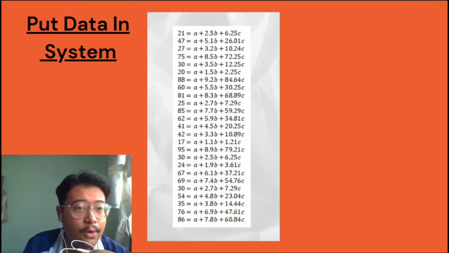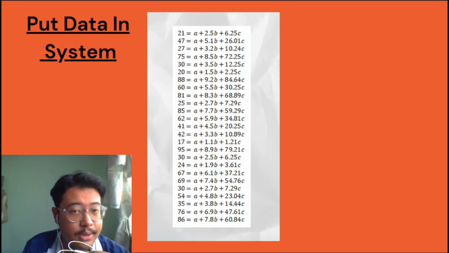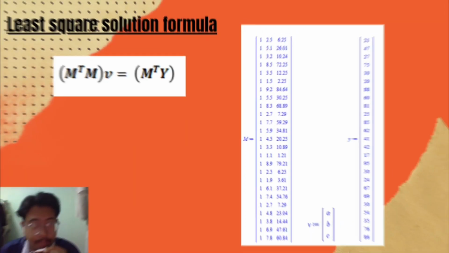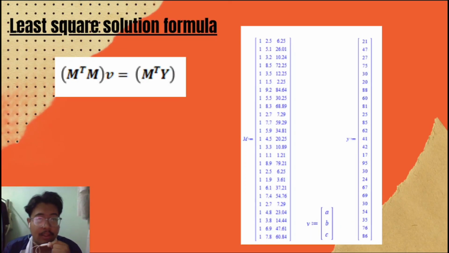So first of all, we need to put our data in a quadratic system. Next, we want to find the quadratic function using the least squares solution formula. The formula is M transpose M times v equals M transpose Y. So what we want to do is find the value of v.